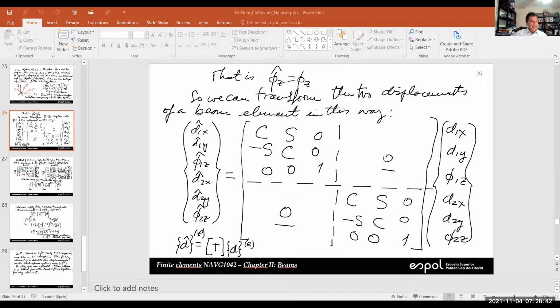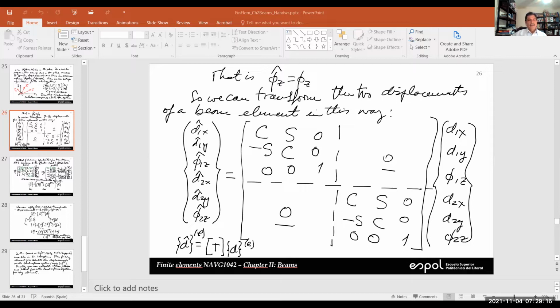Similarly, the same matrix for the second joint. So this is a vector, and this is just another vector which is perpendicular to the plane. This is the way we put it in a summarized way: the vectors in the local system equal the vectors in the global system times this T matrix. In this case, you see that this is a 6 by 6.